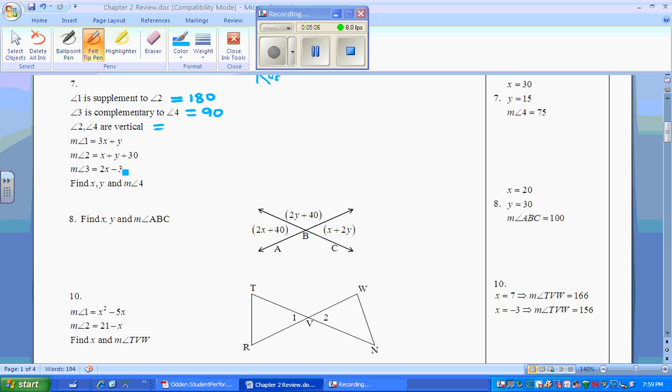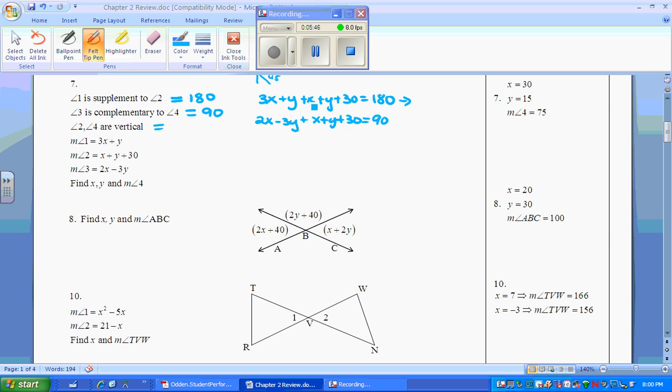So what do we notice? We see two variables in an expression, so that means we have to set up a system. So what do we know? The first equation is right up here. 1 and 2 add to equal 180. So we got 3x plus y, we're adding x plus y plus 30, and setting that equal to 180. There's the first equation. The second equation says 3 and 4 are complementary. Well, we don't have angle 4, but we know 4 and 2 are the same. So let's take 2x minus 3y, add x plus y plus 30, and set that equal to 90.